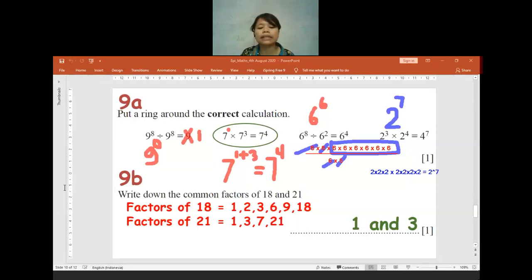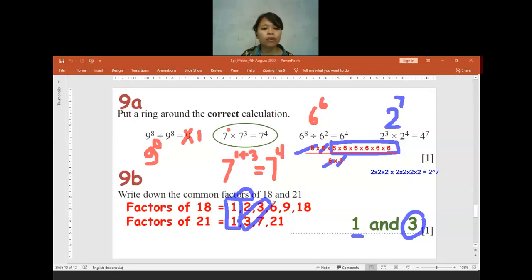Now the question says common factors with letter S. It means the common factors can be more than 1. Some of you only write the number 3, but you forget the number 1. Number 1 is common. This is 1 and 1. This is number 3. They are common. So the answer will be 1 and 3, not only 3.